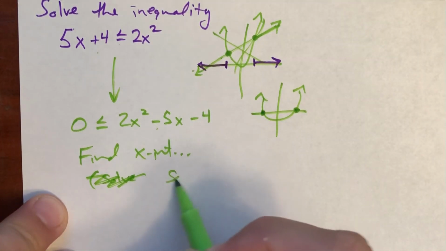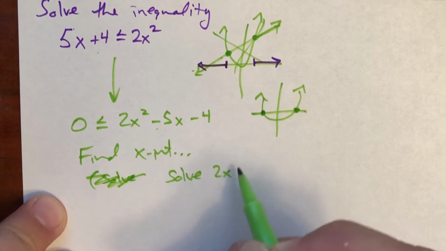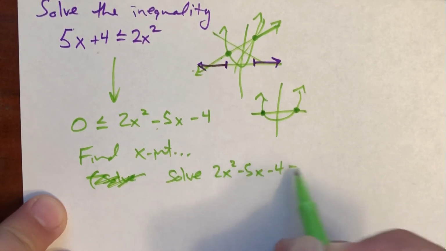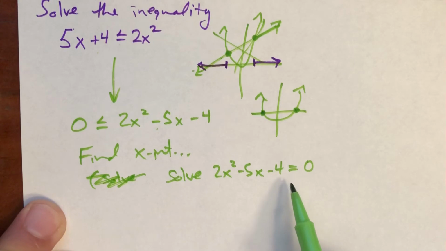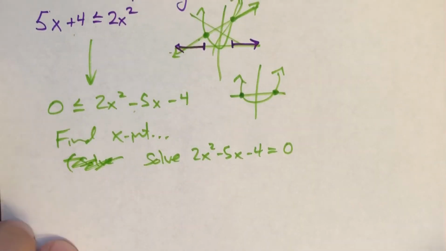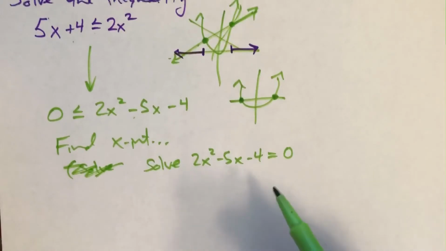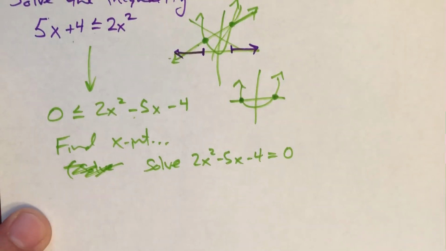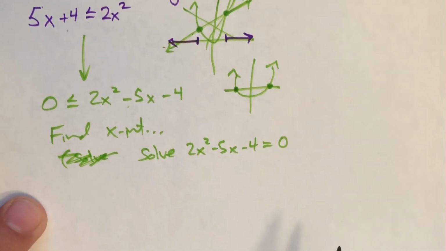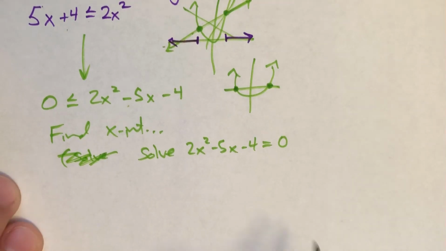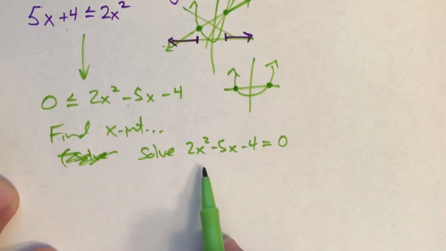Solve 2x squared minus 5x minus 4 equals 0. We want to solve this to find our x-intercepts. And we can do this pretty quickly. We can use the nice quadratic formula, or we can try to factor. Factoring is usually easier. If we can factor, we absolutely want to, but maybe we can't. In either case, we've always got that nice quadratic formula that we can fall back on. So why don't we just do that?